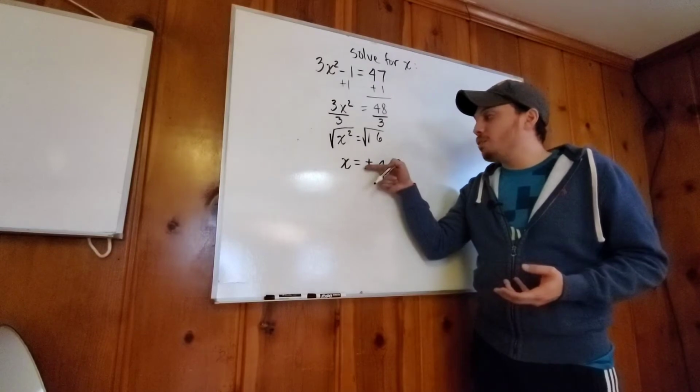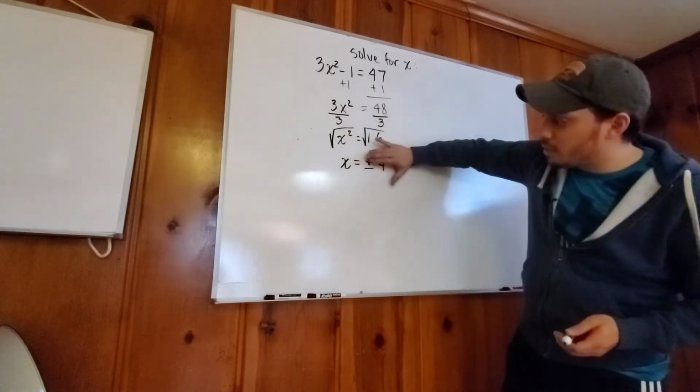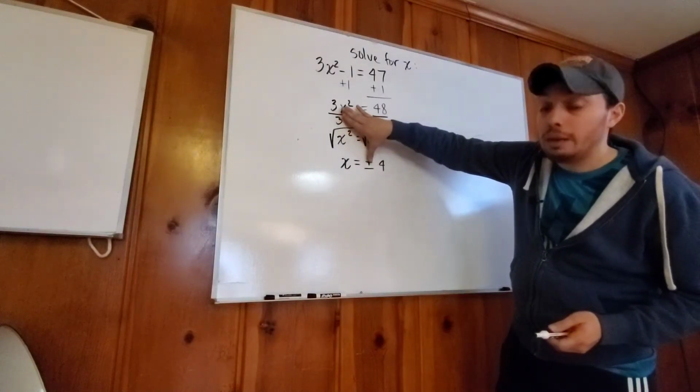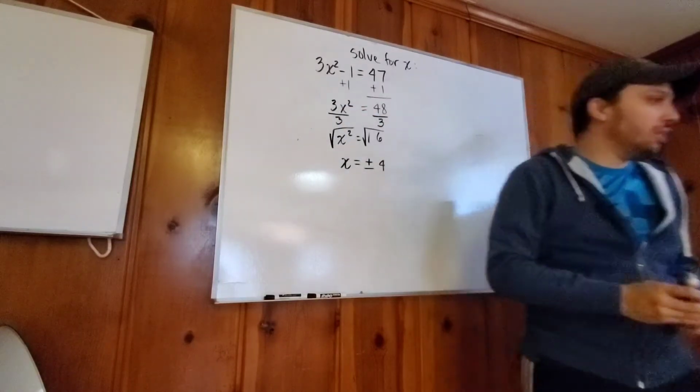Because what is 4 squared? 4 squared is 16, okay? But what is negative 4 squared? Negative 4 squared is also 16. So that's why it's plus minus 4.